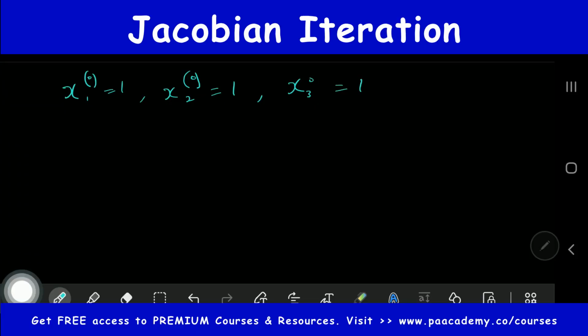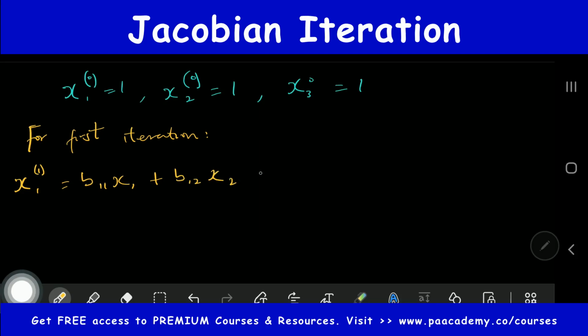All right, so the next thing, let's indicate that for the first iteration. For x1 of 1, remember it to be b11 x1 plus b12 x2. Please, I will encourage you, if you have not watched the previous one on this, to please do so. Then plus b13 x3 plus c1.